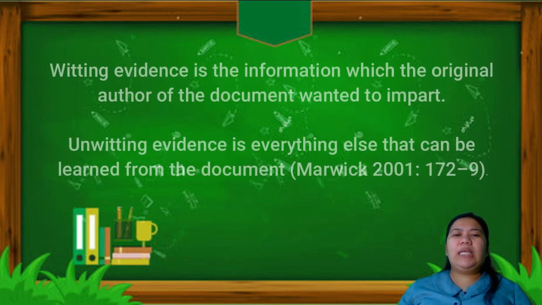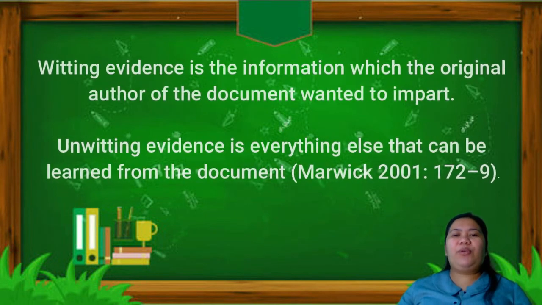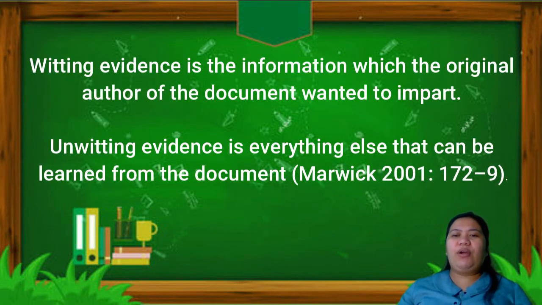Witting and unwitting evidence. Witting evidence is the information which the original author of the document wanted to impart. Unwitting evidence is everything else that can be learned from the document.